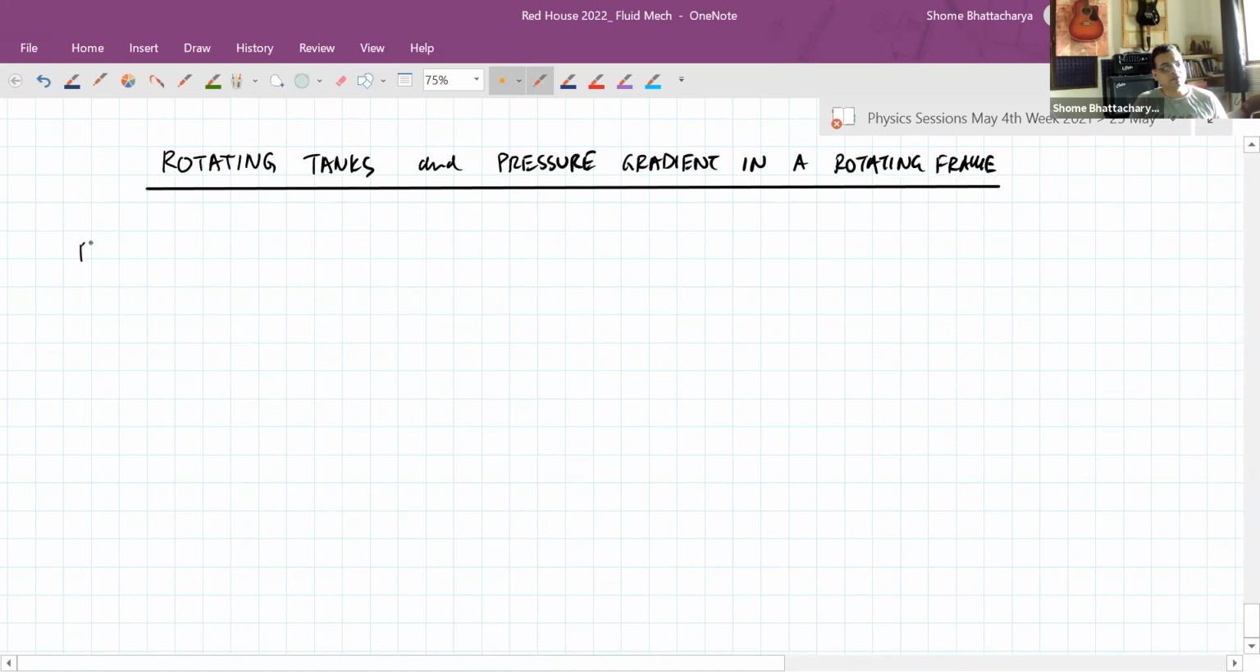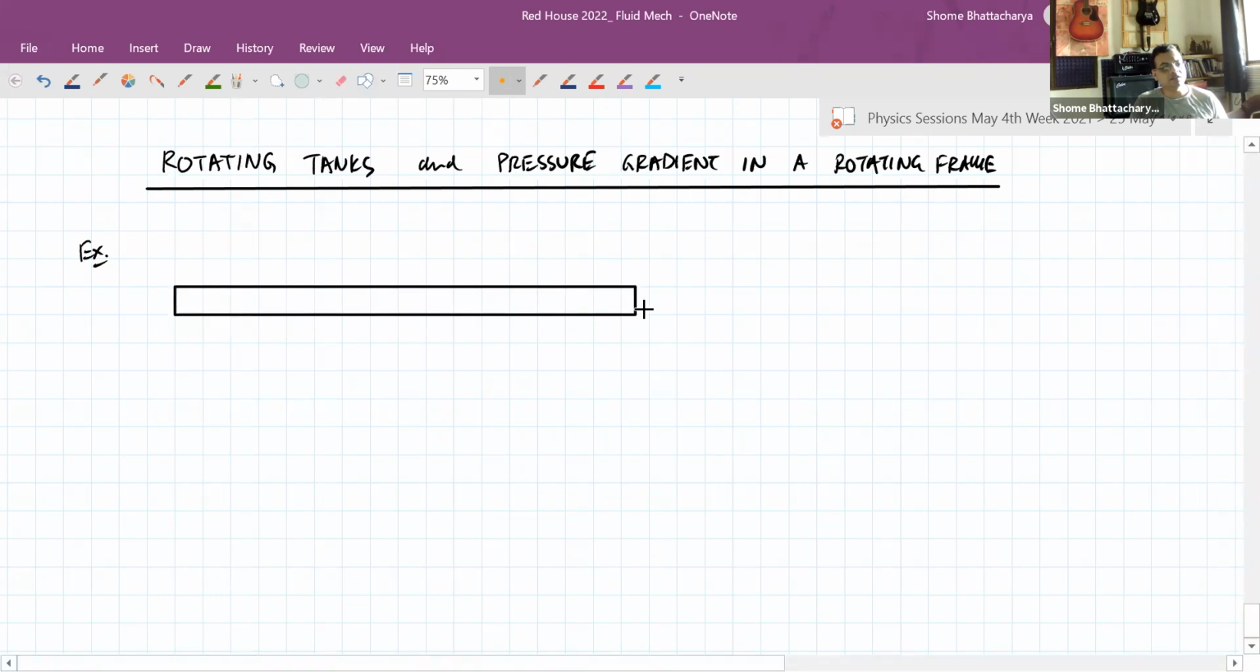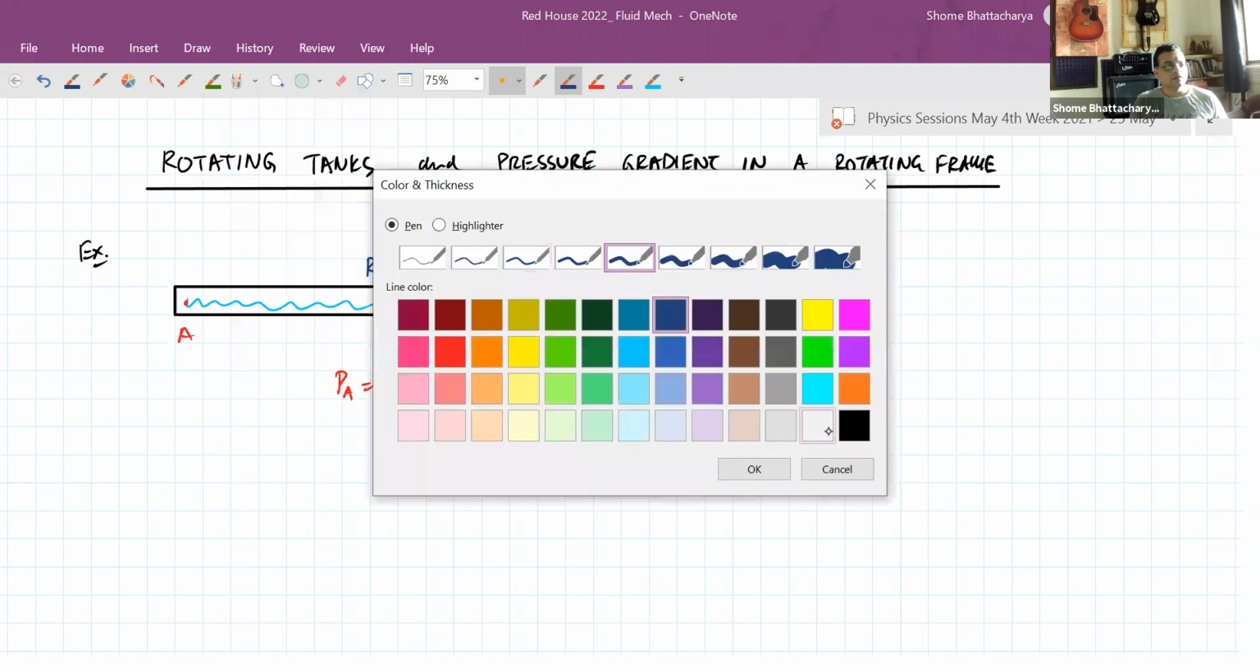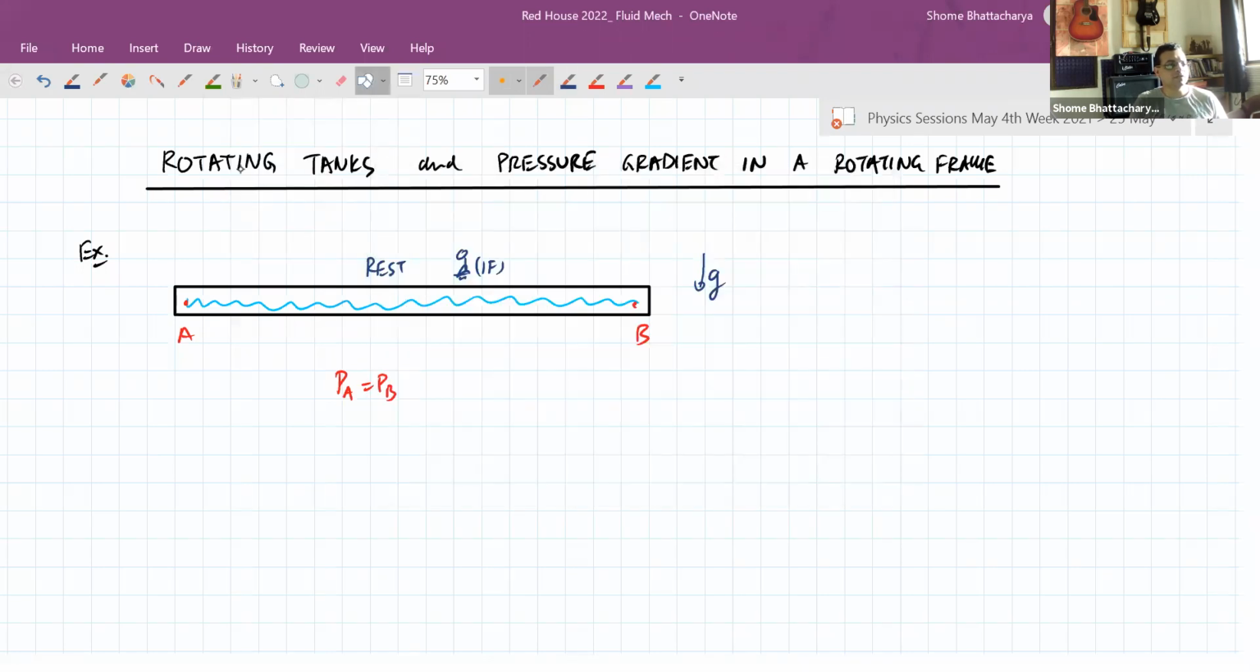So at a very simple level, if we consider something like this, that we have a tube which is kept like this, which is sealed, thin tube, sealed at both ends, filled with water or something. Then the pressure at the two ends of the tube should be equal because they are at the same horizontal level. If we are considering gravity like this, and this is at rest in an inertial frame. But now, if I make this tube start rotating about one of the ends, then the centrifugal force acting on the water starts to create a pressure difference.